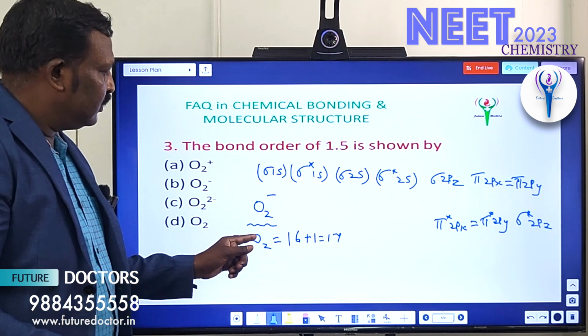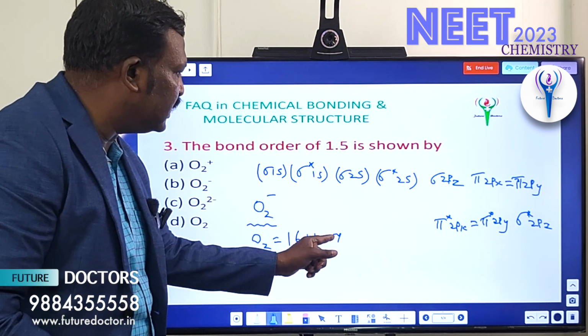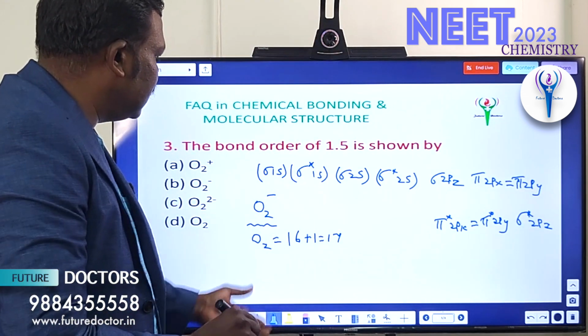Okay. O2 we have 16 electrons. O2 minus plus 1, so totally 17 electrons. That 17 electrons only we are going to fill up here. How to fill up means, as usual I told you.